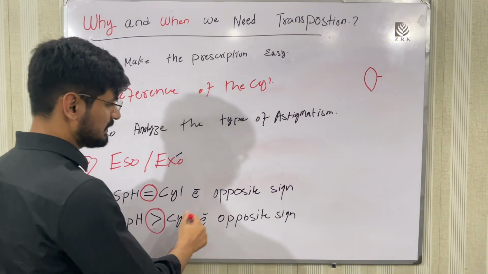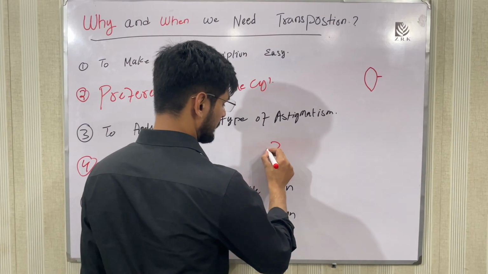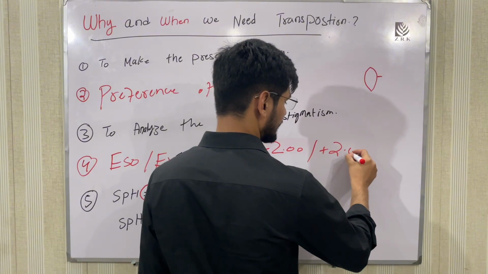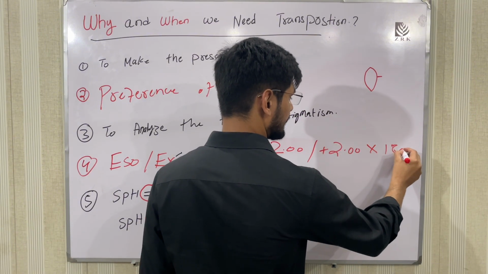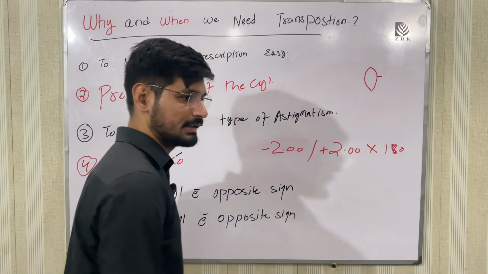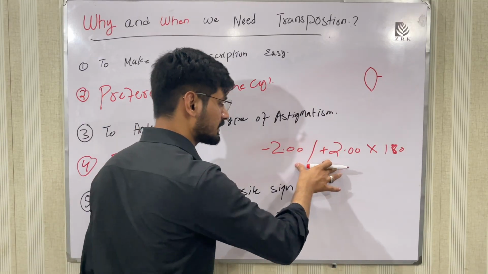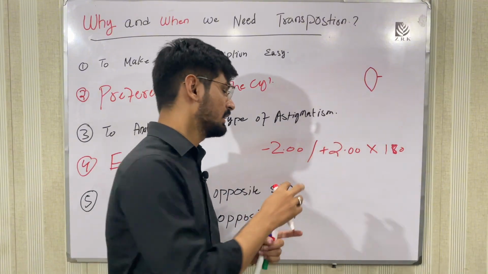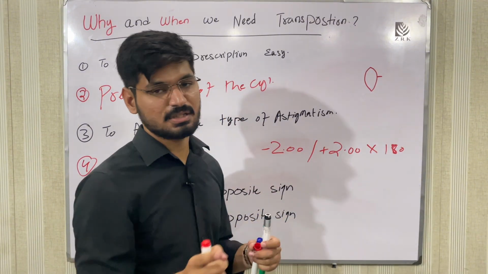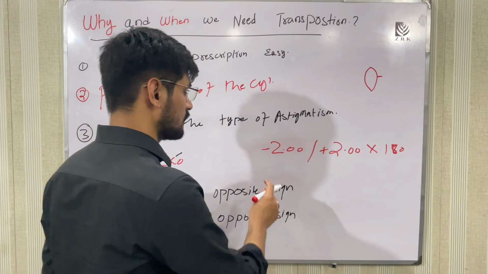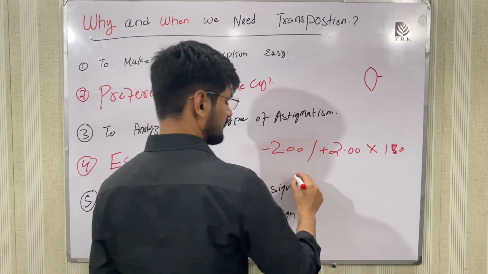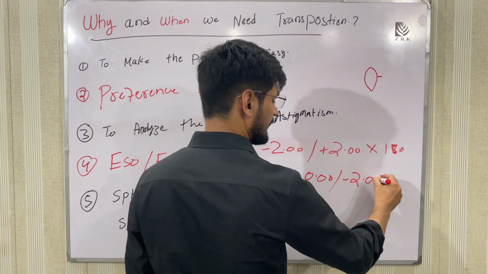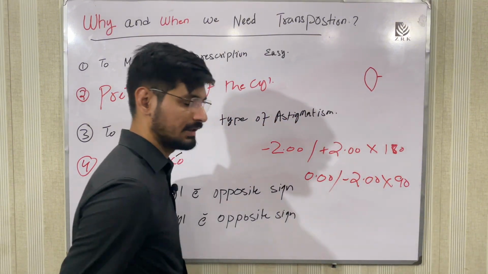What does it mean? It means that, for example, if we have minus 2 sphere with plus 2 cylinder at the axis of 180 degree, then this prescription should be transposed. If we have an equal amount of sphere and cylindrical number with opposite sign, then the prescription should be transposed. So after transposing, it will come 0 sphere with minus 2 cylinder at the axis of 90 degree.